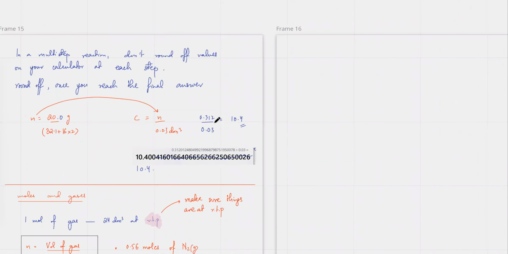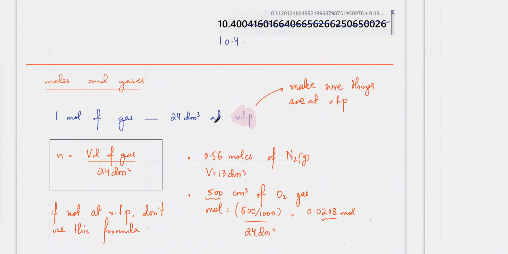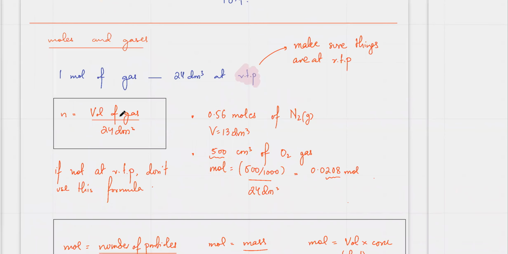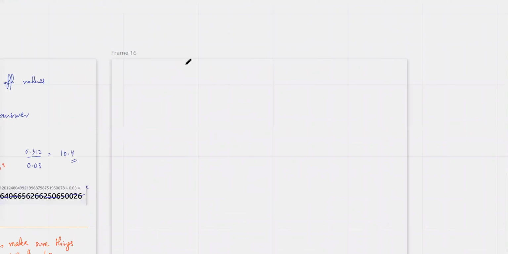Sir, you said that if it's not at RTP, then we can't do it. So what's the vice versa of it? We'll study that later, okay? But just remember, for now, if things are not at RTP, don't use this formula of 1 mole, 24 dm³. It's not going to work in that case. If it's not at RTP, we're going to study that later, okay?